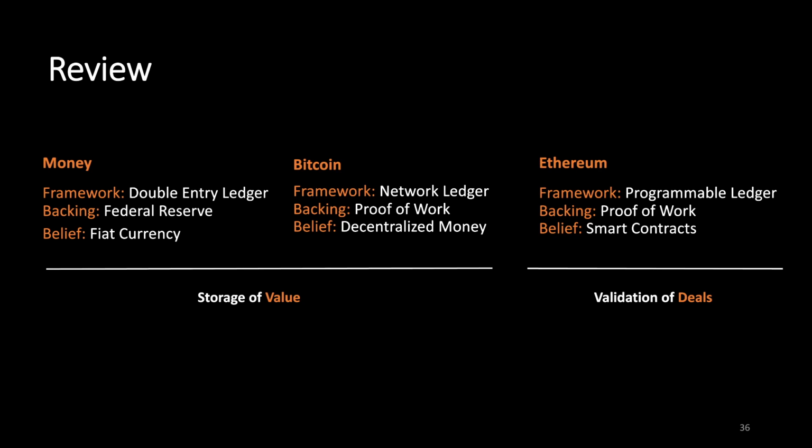Bitcoin is a framework for a network ledger, an immutable network ledger that has consensus. The backing is proof of work, which is this high-end mechanism of computational validation. And then we have decentralized money because of it. Now, money and Bitcoin are a storage of value, which is why I'm skeptical on things like Bitcoin, because it's all a speculative asset. But Ethereum is a validation of a deal. It's a programmable ledger, it's proof of work, and it's smart contracts.